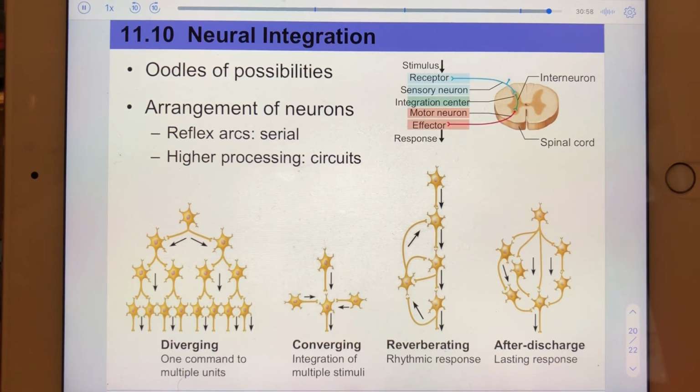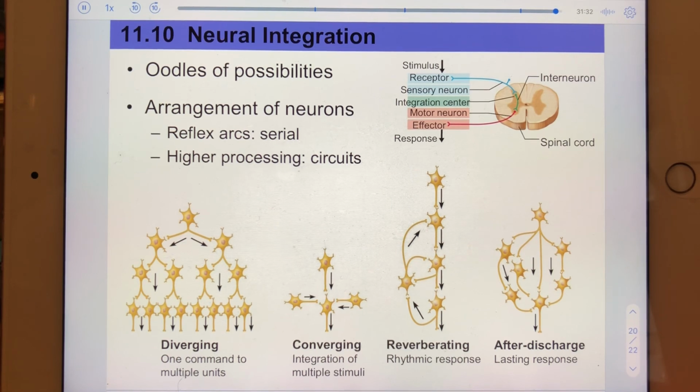Reverberating, we're going to see a linear pattern that feeds back on itself. And we'll actually encounter this one again in 242 when we're studying the respiratory system, because our breathing rhythm is controlled by reverberating circuits, okay?